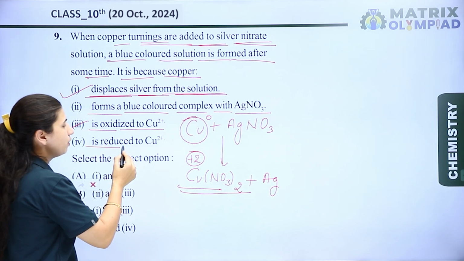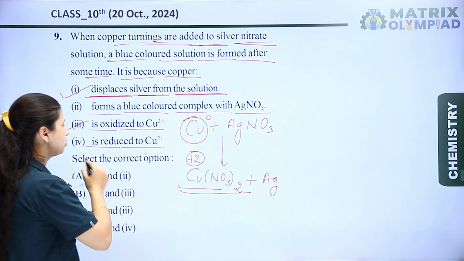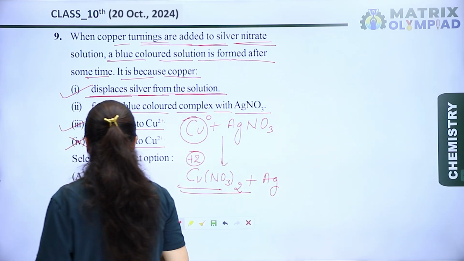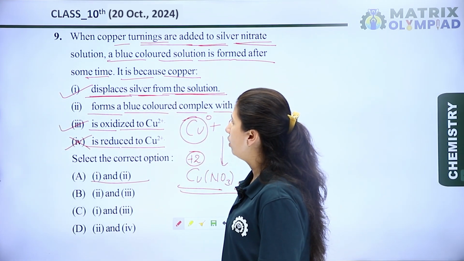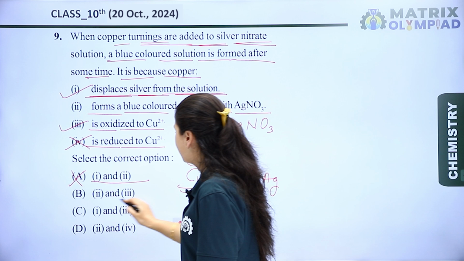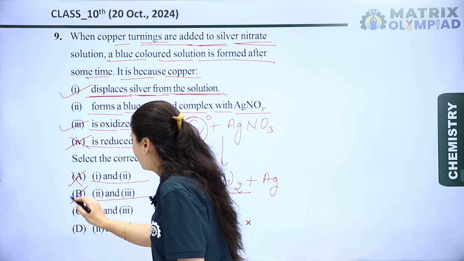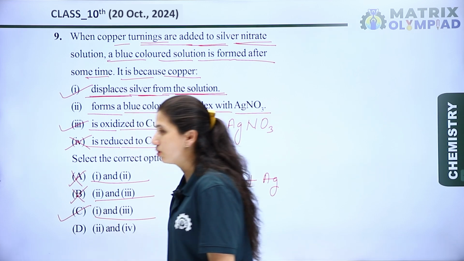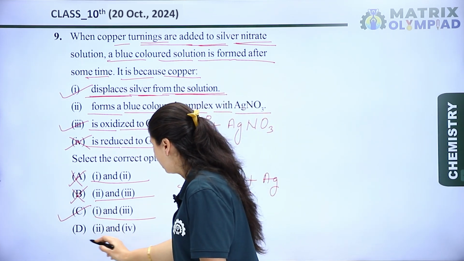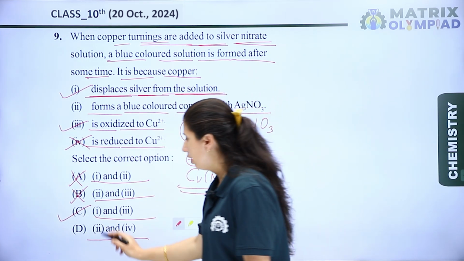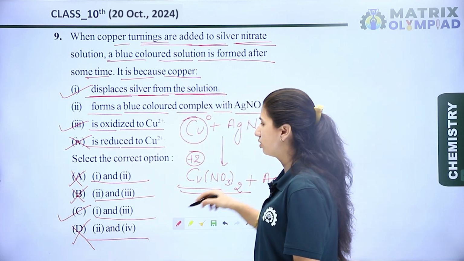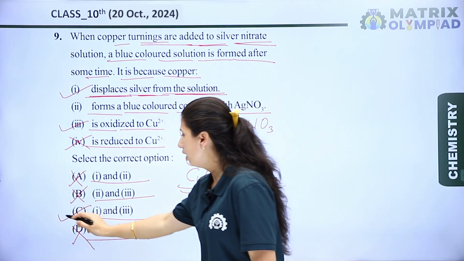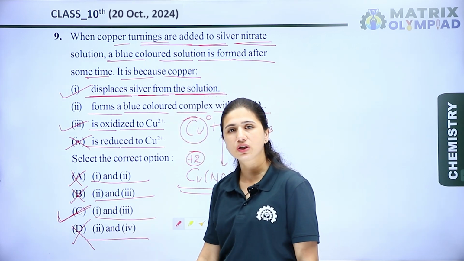Next is reduced to Cu2+. No, it is not reduced to Cu2+. So according to that, select the correct option. First and second? No. Second and third? No. First and third? Yes, first and third are the right option. It means C is the right option. Next is the second and fourth. According to this reaction, first and third is the right statement. So option C is the right option for this question.